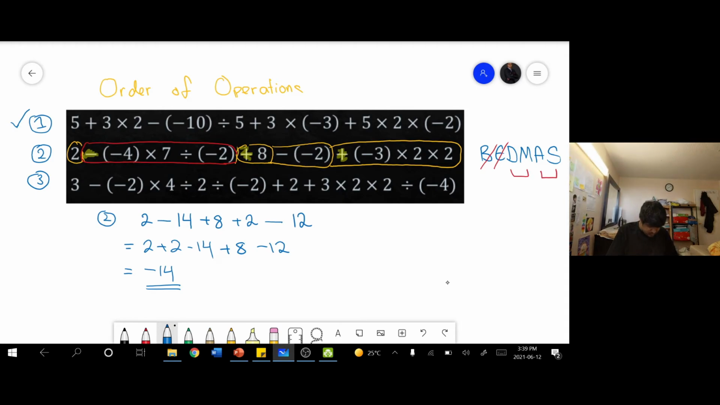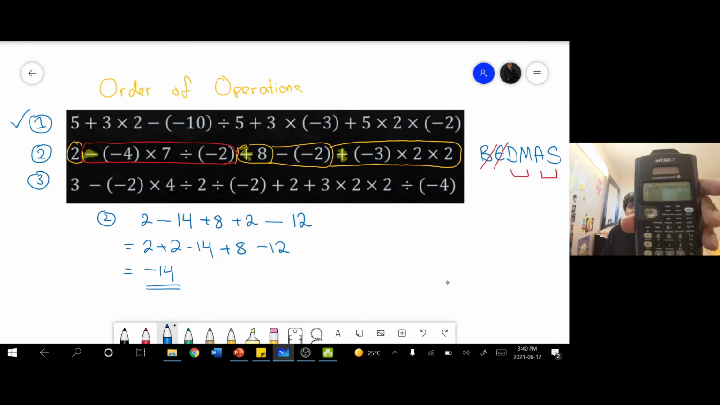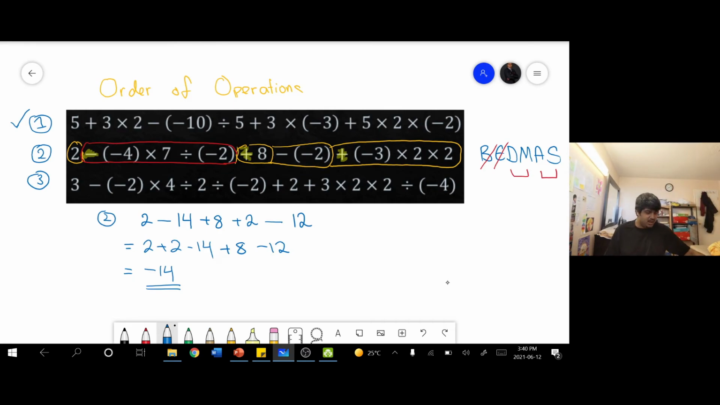2 minus negative 4 times 7 divided by negative 2 plus 8 minus negative 2 plus negative 3 times 2 times 2. And we receive an answer, once again, of negative 14. Okay? Cool. That means we're done this question as well.